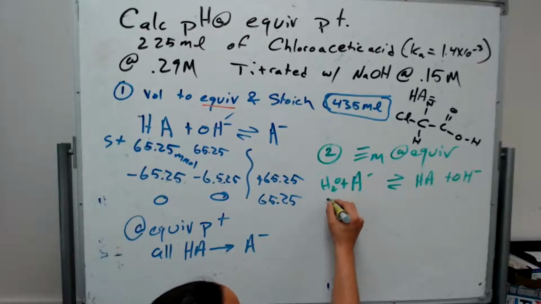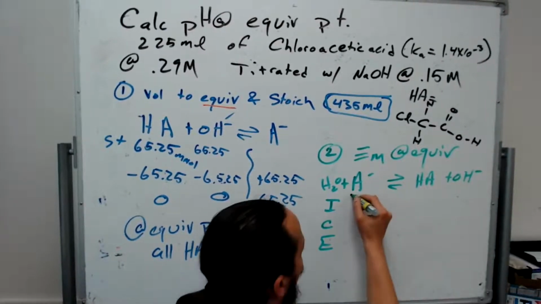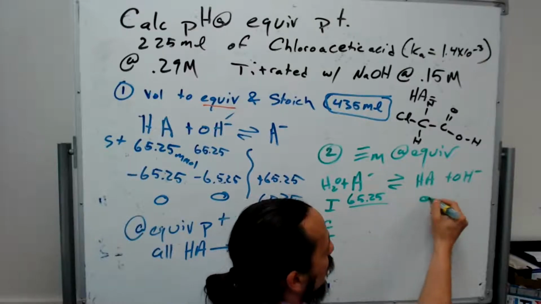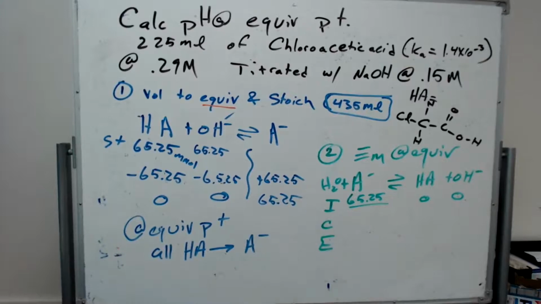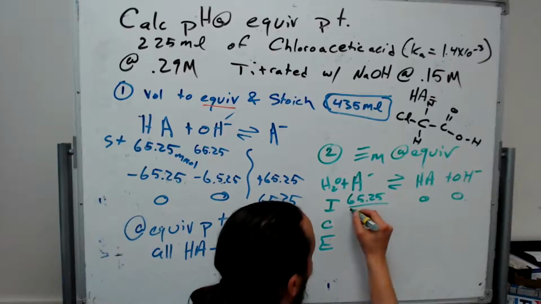I'm going to set this up as an ice table. I'm going to have my 65.25. Now notice, this is not the situation where we get to ignore volume, right? I've got zeros on the other side. I'm not going to have a ratio. I actually need the total volume here. That's going to be the 225 plus the 435.